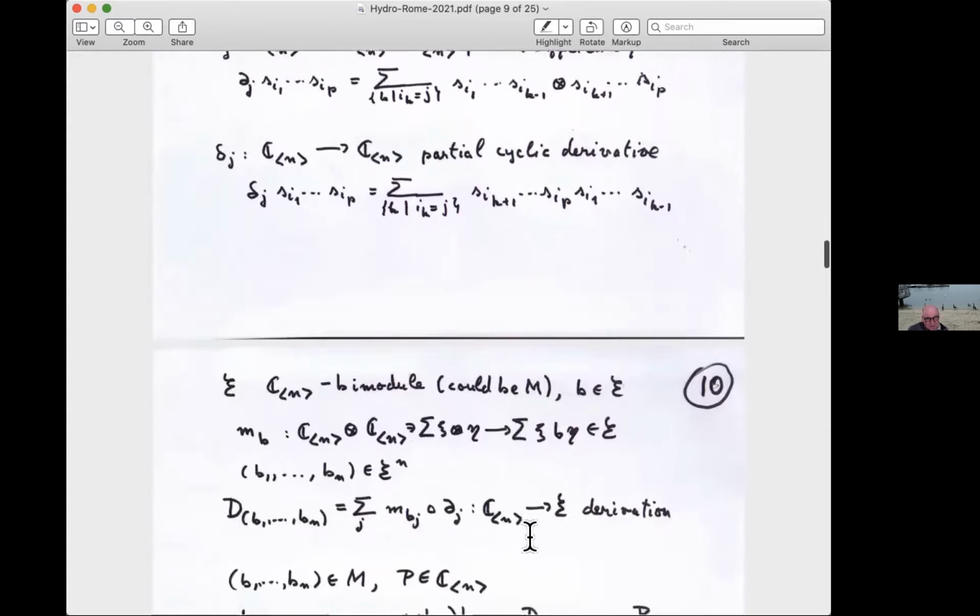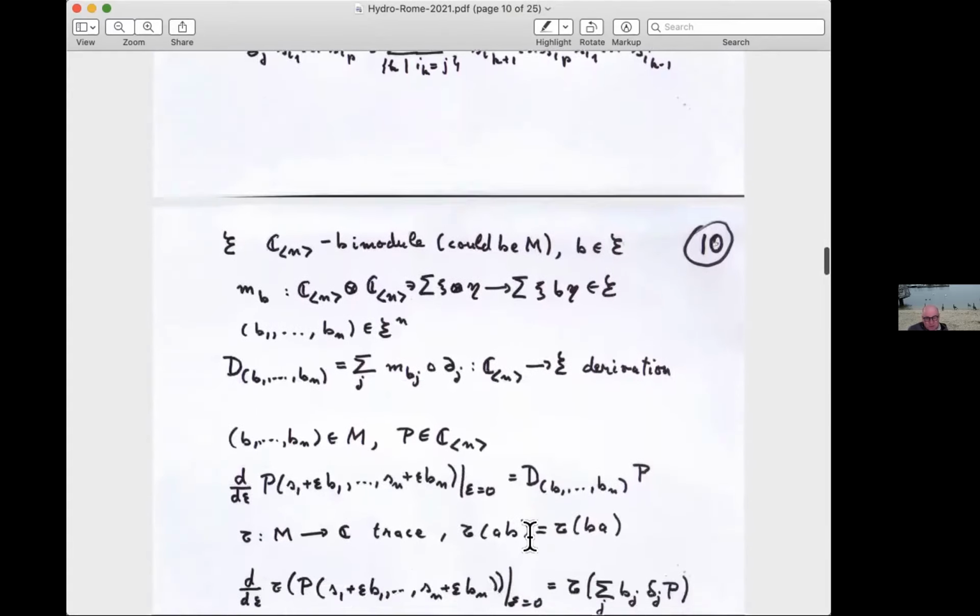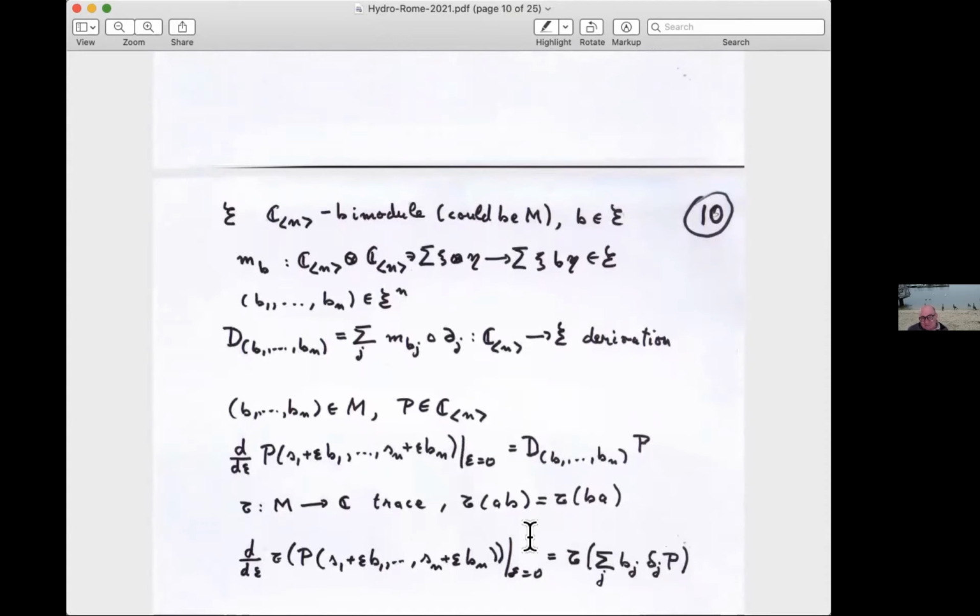Now, what role do these two derivatives play? One is a derivation, the other is only called a derivative.